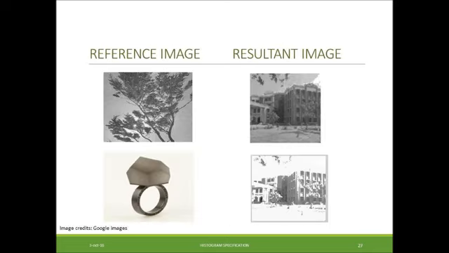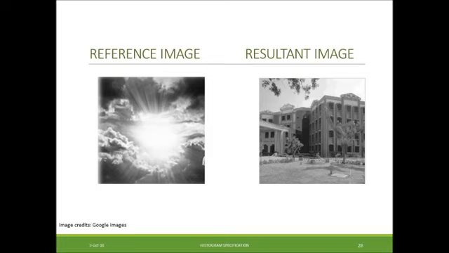On the left hand side, I have shown the reference images which I have taken, and on the right hand side, I have shown the resultant transformation that has taken place for my input image. Clearly, the resultant image is modified according to the reference images. Here also, we can see that the reference image histogram is transferred to the resultant image. So the input image is getting modified according to the histogram that is specified by the reference image.